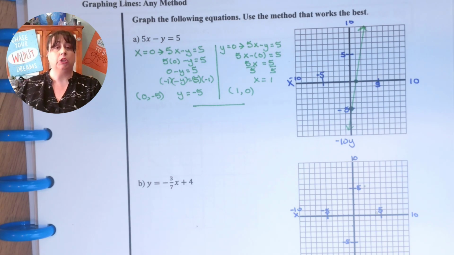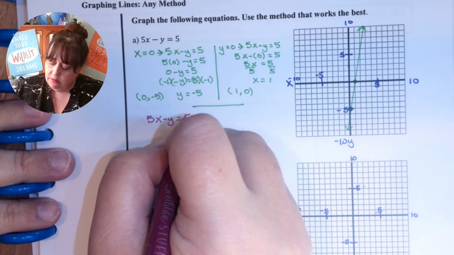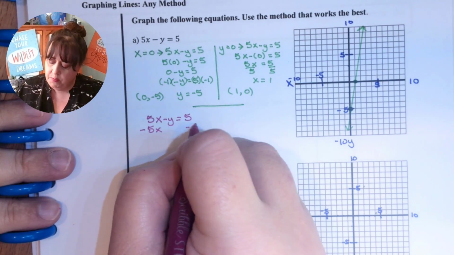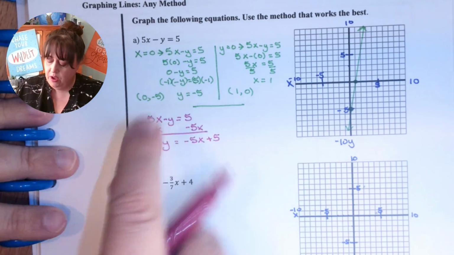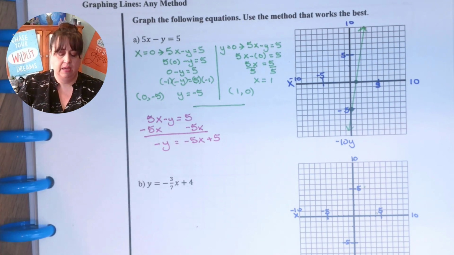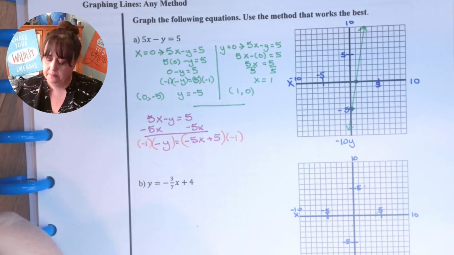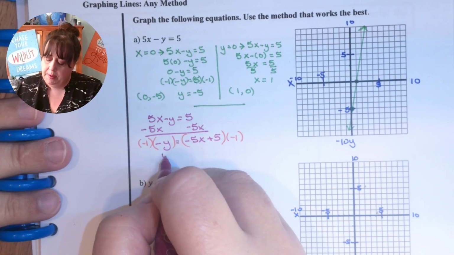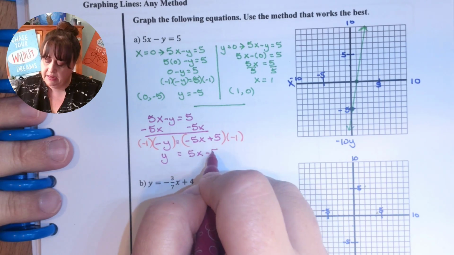Now, because we're learning, I do want to go ahead and show you what would have happened had I used the other method. So 5x minus y equals 5. If I subtracted 5x off both sides, I would have had negative y equals negative 5x plus 5. But I can't have a negative y. So let's say I multiply by negative 1 on both sides. So this would have been a positive y. Negative times a negative is positive, and a negative times positive is a negative.